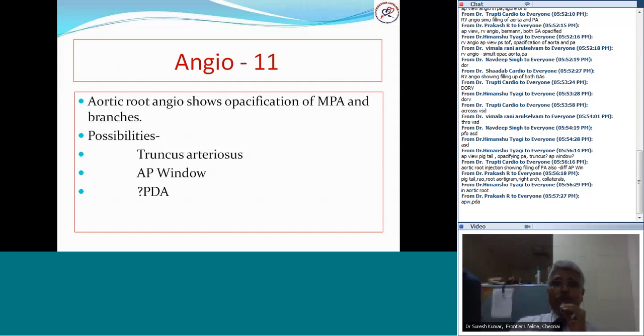What are the other structural abnormalities that are commonly associated with this syndrome? Correct, ASD is strongly associated. And what else?